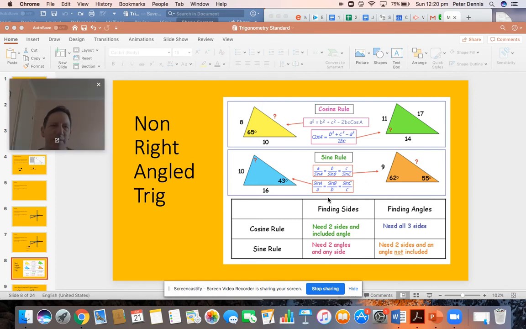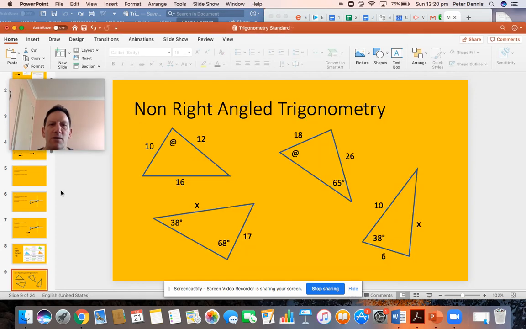So here's a little activity perhaps. Given these 4 triangles, which formula would you use for each one? Here we've got 3 sides and an angle. Here we've got 2 sides, 2 angles, etc. Maybe if you want to, stop the video and just quickly figure out which ones you would use, and then we'll go through them.